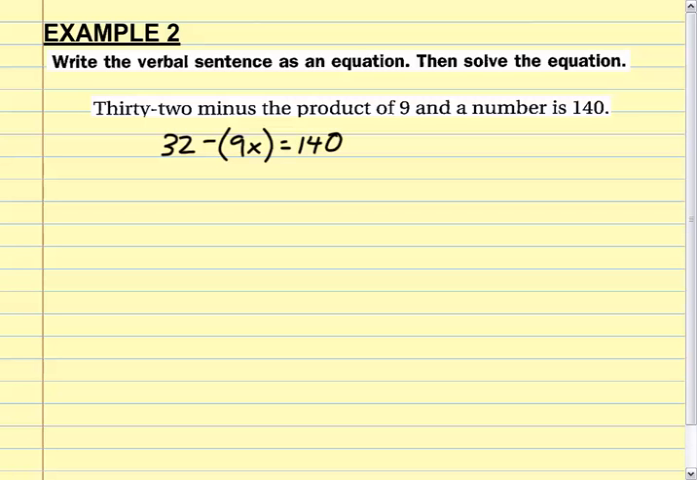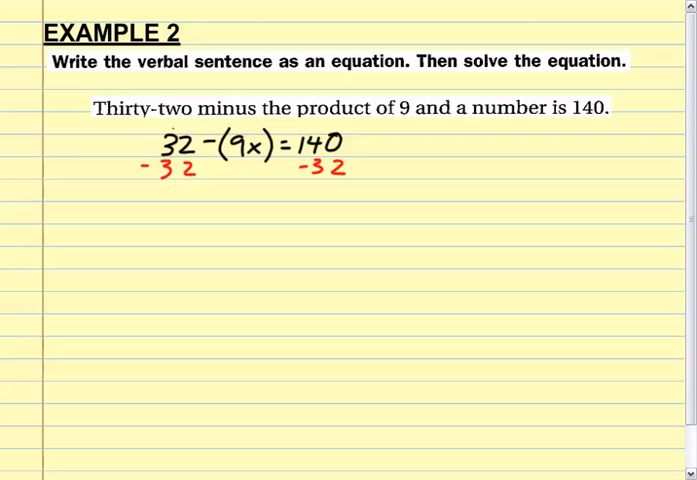Okay. So now let me ask you this. Do you think I needed those parentheses? No, but that's okay. It's fine, right? All right. What do I do next, Vivian? This said solve the equation. Minus 32. Minus 32. That's what'll make it go away, right? So minus 32, minus 32.